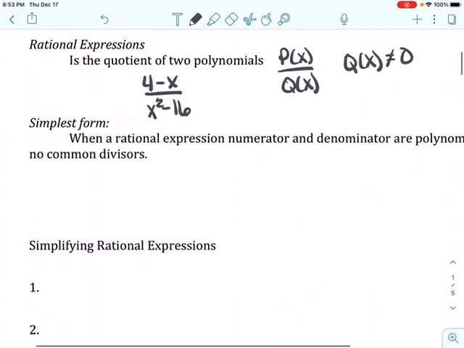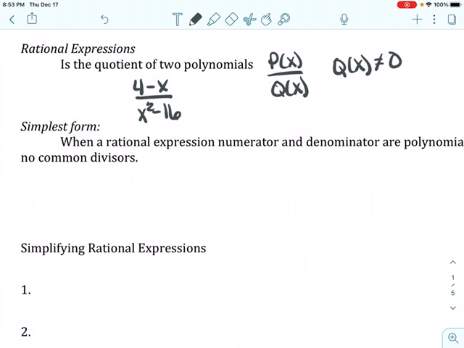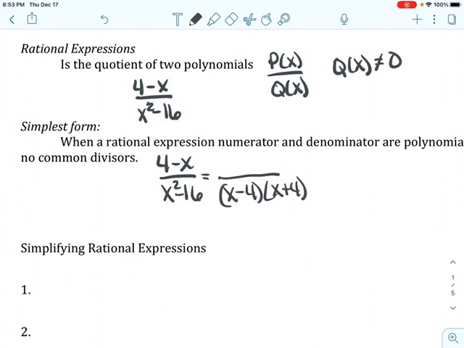Now, the simplest form is when the numerator and denominator of your polynomials have nothing in common. So if I take a look at this 4 minus x over x squared minus 16, I'm going to want to factor to see if they have any common factors. So the denominator is going to be x minus 4, x plus 4. And the numerator, well, I don't like the way that's looking. I don't like the fact that my negative sign is in front of my variable and the variable second. I'd like to have this rearranged. So I'm going to use my commutative property to rearrange that. And, oh, that would look great. I'm going to factor out negative 1.